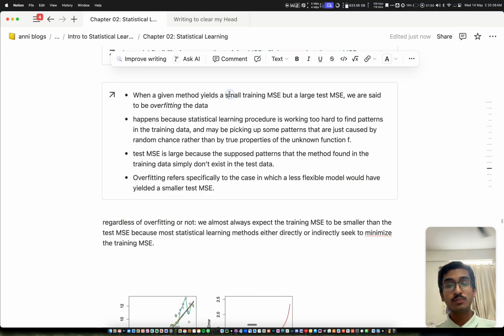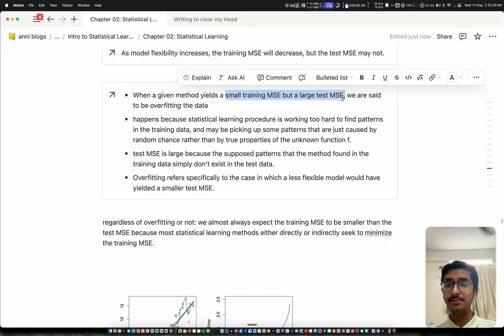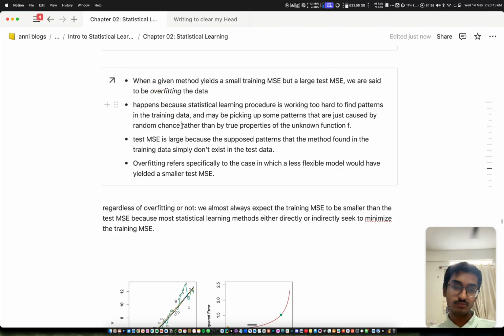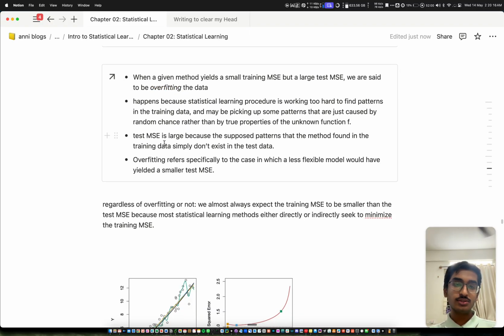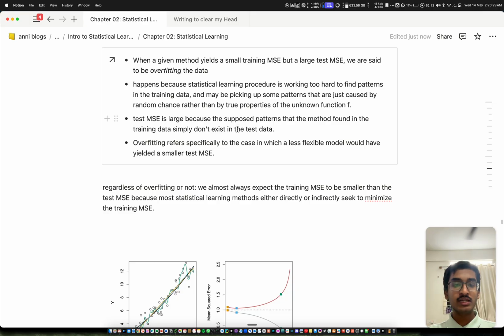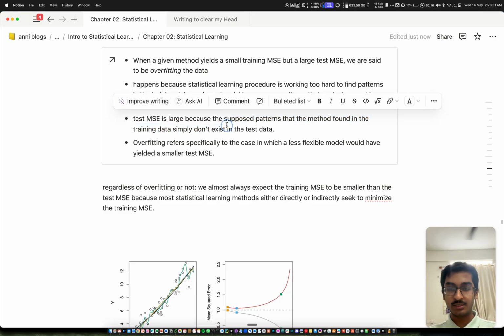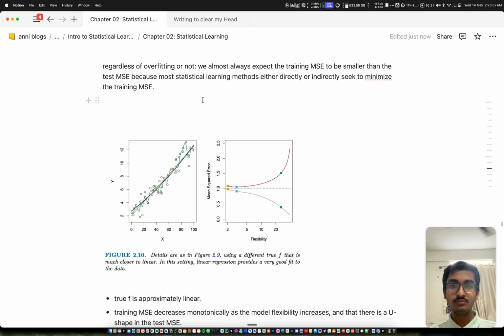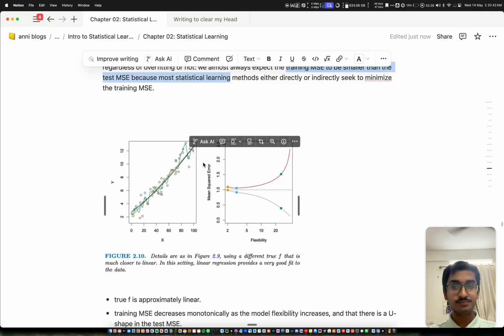And if we have a really small training MSE but a really large test MSE, we say it's overfitting, which is an important concept. It happens because the model picked up patterns that are just caused by random chance rather than the true properties, and also the patterns simply don't exist in the test data. But regardless of overfitting or not, we expect the training MSE to be smaller than the test MSE.